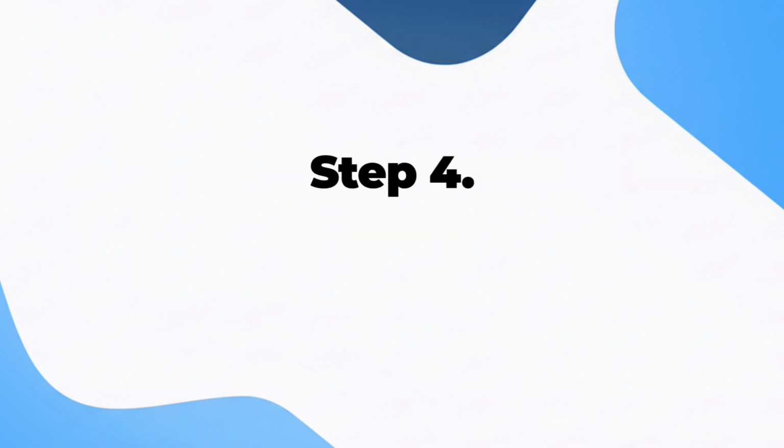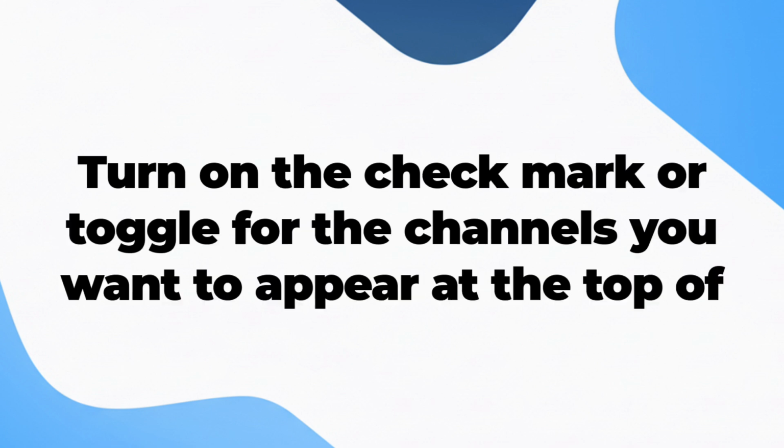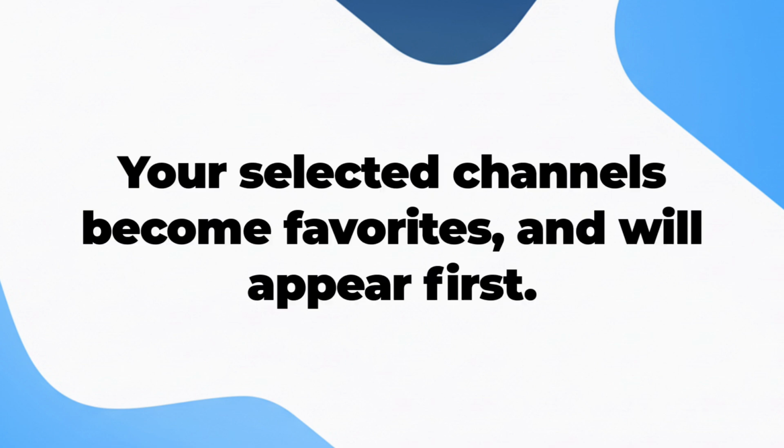Step 4. Mark channels as favorites. A list of all channels will appear. Turn on the check mark or toggle for the channels you want to appear at the top of your guide. Your selected channels become favorites and will appear first.